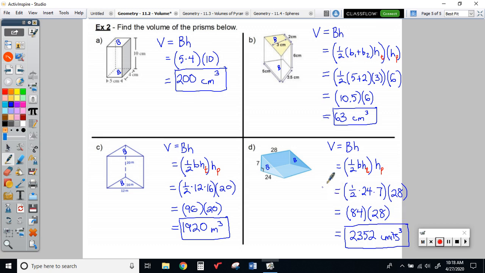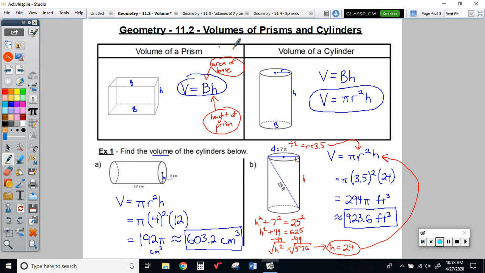So I think that's it for this lesson, a relatively short one. We'll take a look at 11.3 next, volumes of pyramids and cones.